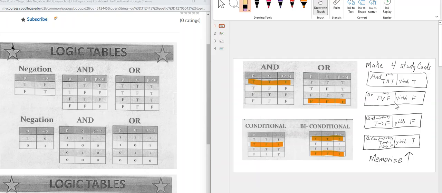And I'm going to put those on study cards, and take them with me in a pocket, in a pocketbook, or whatever. And when I get a free chance, I'm going to look at it. I might do that with other formulas that I'm supposed to learn. Conditional. I only need to remember that if a true statement implies a false statement, that's a false condition. And for biconditional, I'm going to remember that if both are true, then the biconditional statement is true. And if both are false, the biconditional statement is true. That I'm going to memorize.